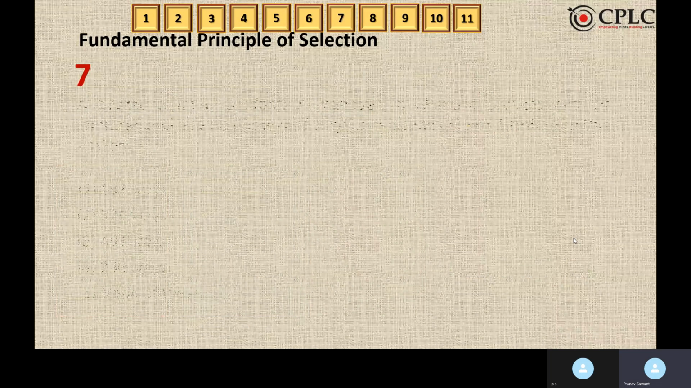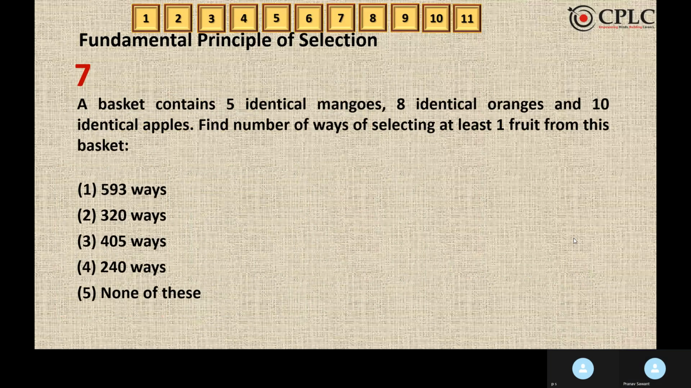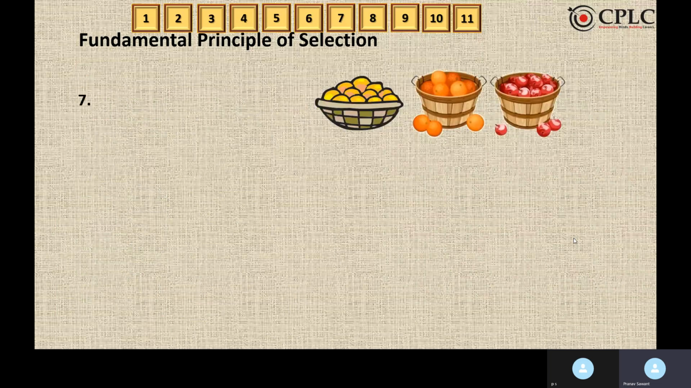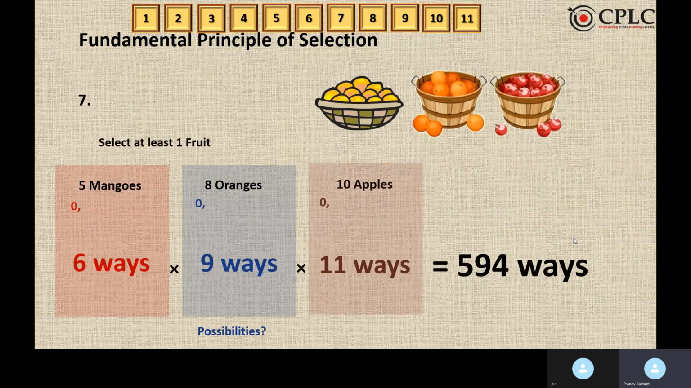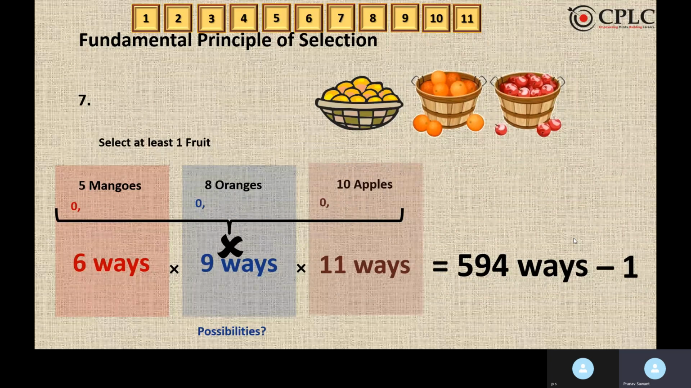Moving to the next question. Find the number of ways of selecting at least one fruit from this basket. Now, we need to select at least one fruit from this basket. Again, as we need to select at least one fruit, we will have to eliminate the possibility of 0. We will simply do minus 1 to it. So 594 minus 1, that is 593, which is option 3 is the answer.